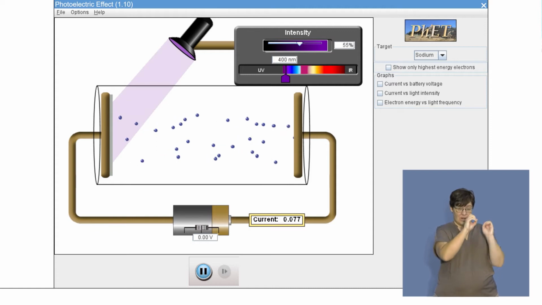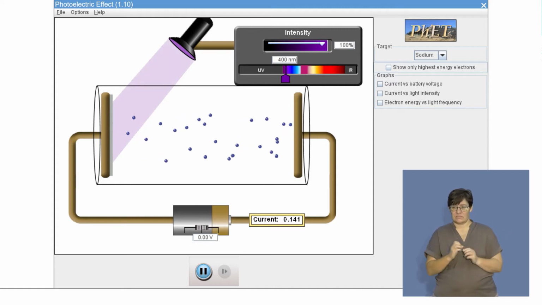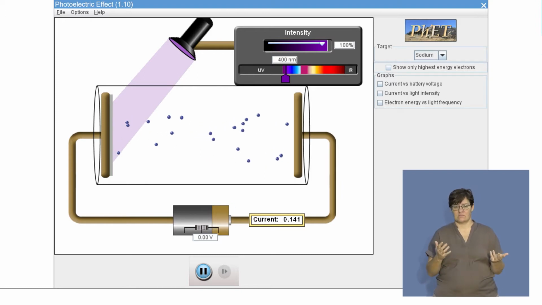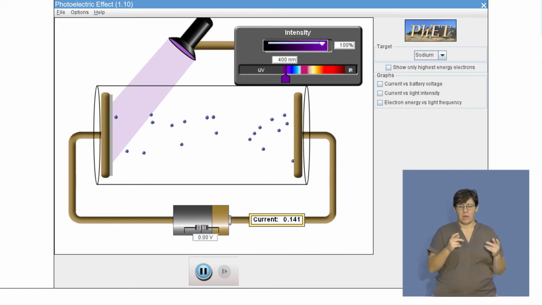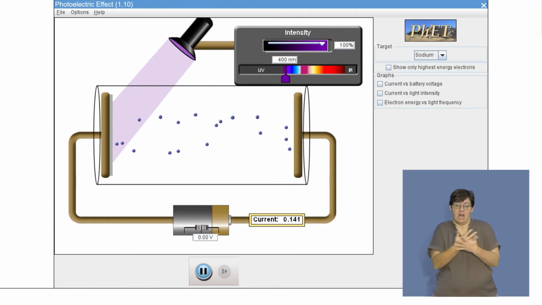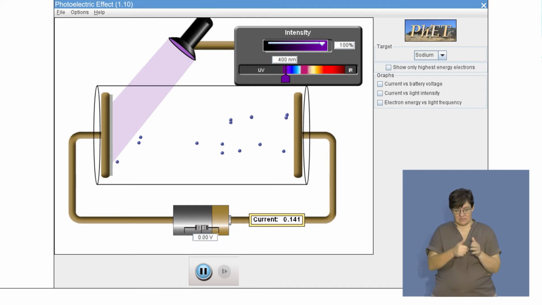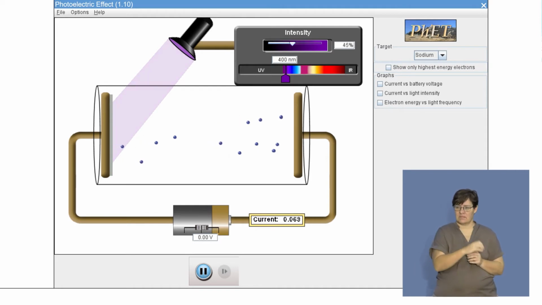And if I make the intensity very bright, it's not working that great, but they're actually going a little bit faster. We're not getting more, but they're going a little bit faster. Let's just make it go back to 50. Now, let's see what happens.